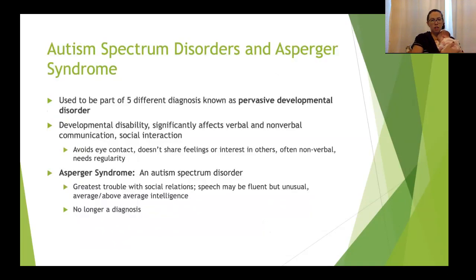So moving on to autism spectrum disorders and Asperger's syndrome, we're almost done. Here's where I have a little bit of a disagreement with our text. Yes, autism spectrum disorders used to be part of pervasive developmental disorder. Some medical professionals still refer to it as PDD, pervasive developmental disorder. It is a developmental delay. It significantly affects verbal and nonverbal communications and social interactions.